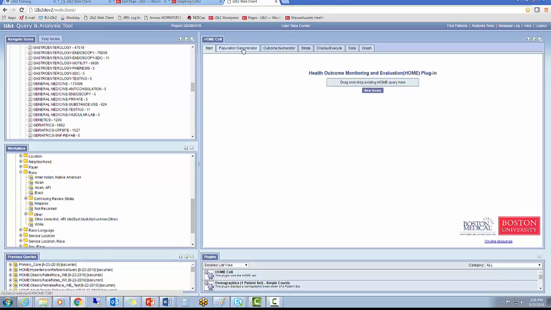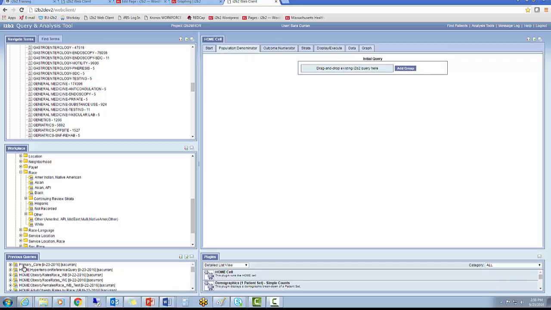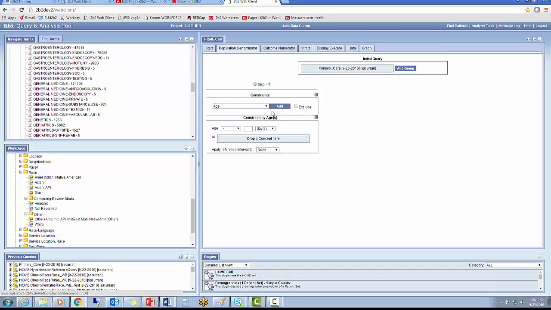With that base query, we can then create a simple HOME cell query by initially dragging and dropping over the base query population and then adding a series of constraints. For this example, we're going to use an age constraint to specify that patients had to have had a visit to one of these primary locations at a certain age, by specifying an age of greater than 18 years, and pulling over each of the services one by one again, and constraining that fact to the reference interval.